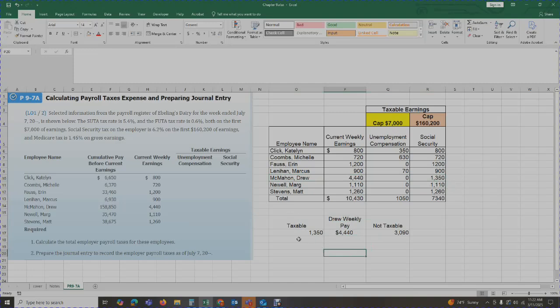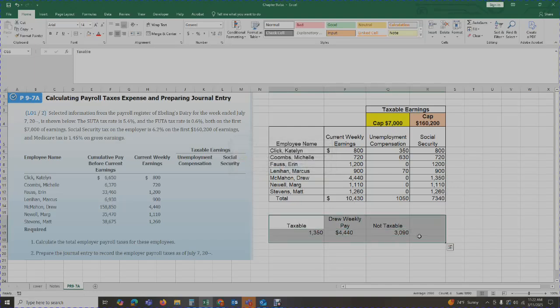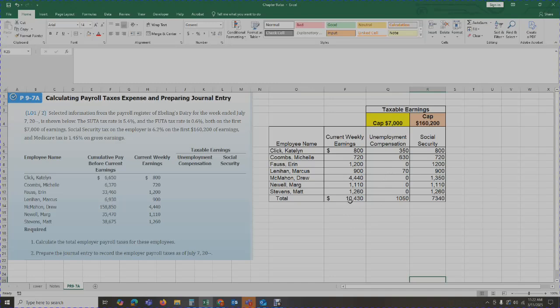Now I'm going to delete this because I need the space to do our tax calculations. So now we've calculated my taxable earnings. For unemployment, from this paycheck, my employees earned $10,430. From those $10,430, I only have to pay unemployment taxes on $1,050, and I have to pay Social Security taxes only on $7,340. So let's do our tax calculations.